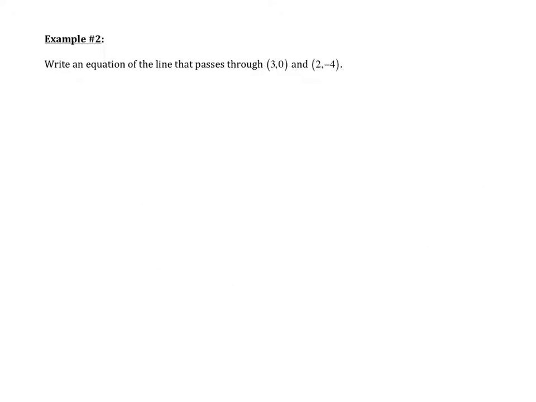Let's look at another example. We have number 2, write an equation of a line that passes through (3, 0) and (2, -4). So remember, it's our job to find the m and the b. In this case, I was not given either. I was given 2 ordered pairs, (3, 0) and (2, -4). I was not given the m, and I was not given the b.